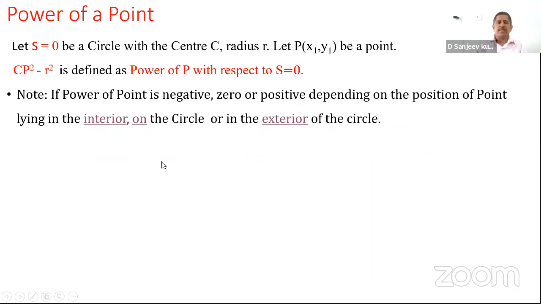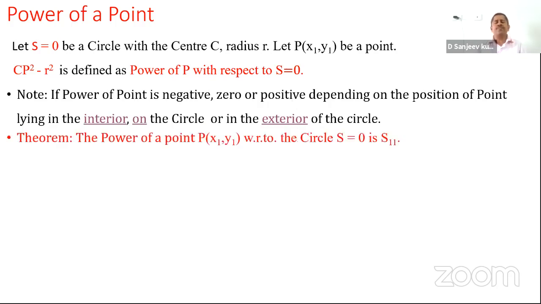So I repeat this point. If P is a point, the power of the point is negative, 0 or positive depending on the position of the point. If it is in the interior, it is negative. If it is on the circle, it is 0. If it is outside the circle, it is positive. So you got 3 conditions.